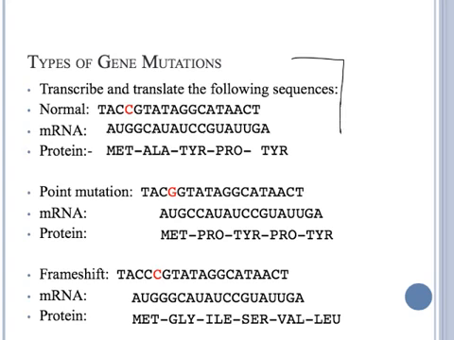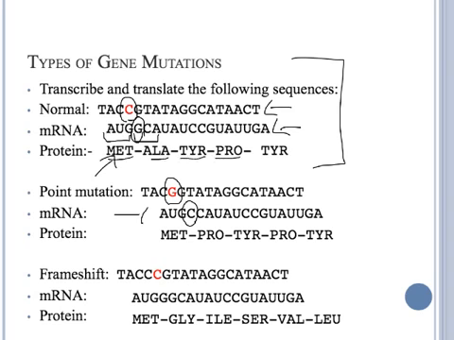Up here, I have a normal situation without any mutation. Here's my normal DNA sequence, and I can transcribe it into RNA, and then I can read the RNA one codon at a time and make my protein. The first mutation type that we looked at on the previous slide was a point mutation. So I'm going to change just one base. I'm going to change this C here to a G. And if you look, when I go to make my RNA, whereas before I had a G here, now I'm going to have a C in my RNA. And then if you look at my protein, originally it was methionine, alanine, tyrosine, proline, and then tyrosine again.